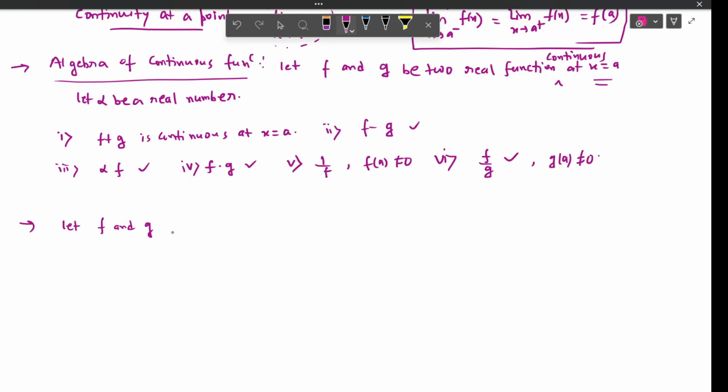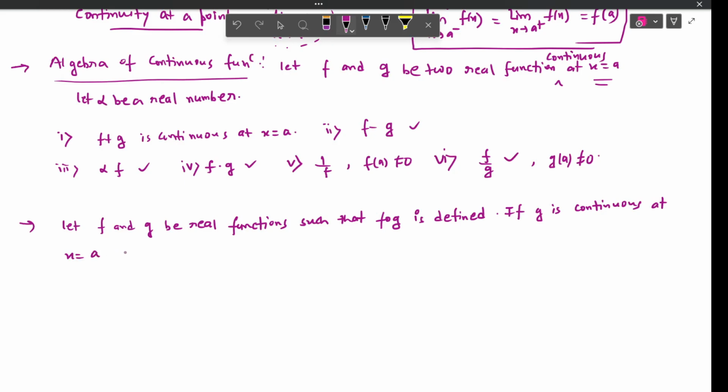Let f and g be real functions such that f of g is defined, if g is continuous at x equals to a and f is continuous at g of a.